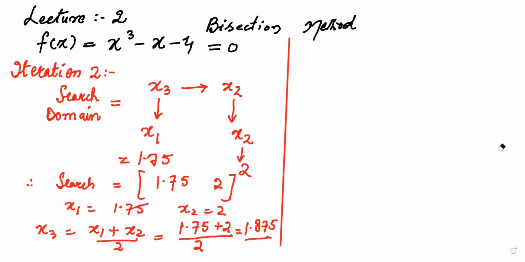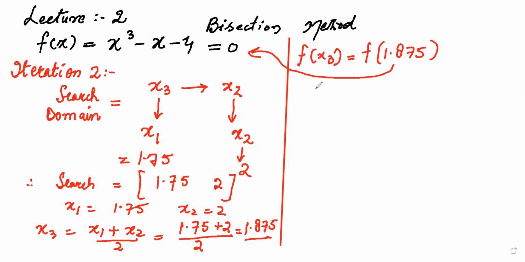What I will get now is f of x3. I will obtain f of x3. That's equal to f of 1.875. Okay, so I have to substitute 1.875 in this equation. That's equal to 1.875 cube minus 1.875 minus 4. That's equal to 1.875 cube minus 1.875.